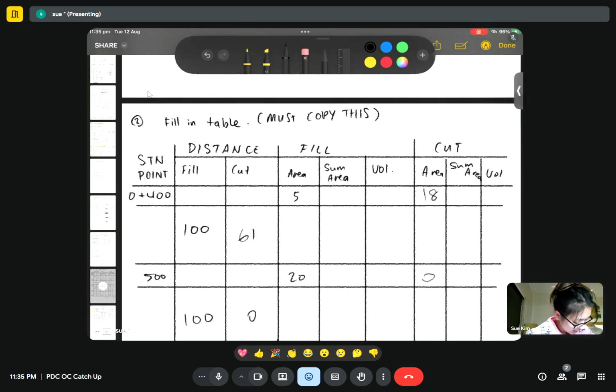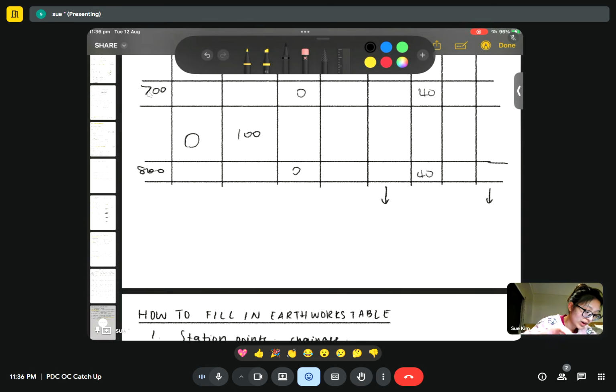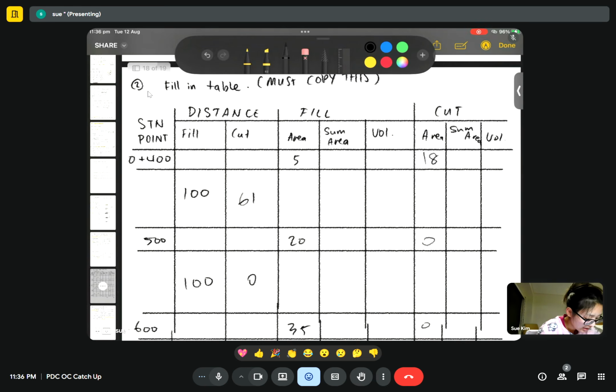Okay, like that. Okay, and then step 5, now I need to find the double area. Just note, double area doesn't mean 2 times the area, it means adding the area from the top box and the bottom box and then writing it in the middle. So basically I'm going to take this top area number and this bottom area number and add them together. Like that, and then I'm going to do that for all of these.